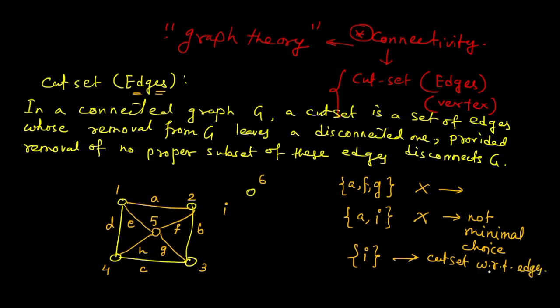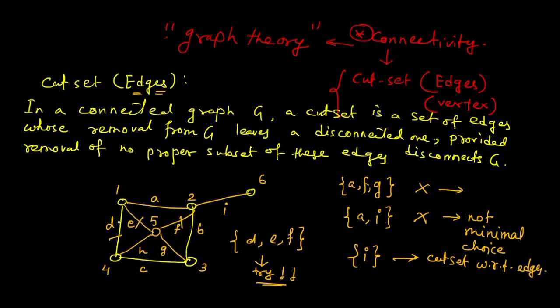Now let me give you another example. Check whether the set D, E and F is a cut set or not. Check this and try this question by yourself. That is the concept of cut set with respect to edge. Now see, D, E, F, that means this one and this one.